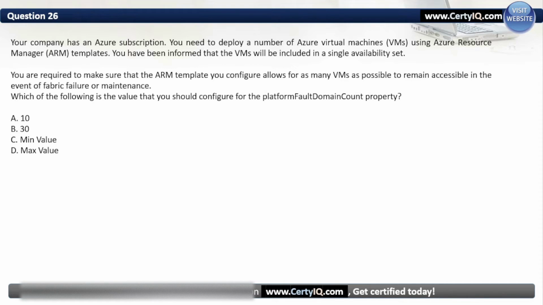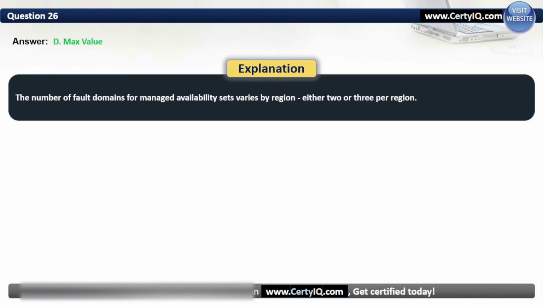The correct option is D. Max value. The number of fault domains for managed availability sets varies by region, either 2 or 3 per region.